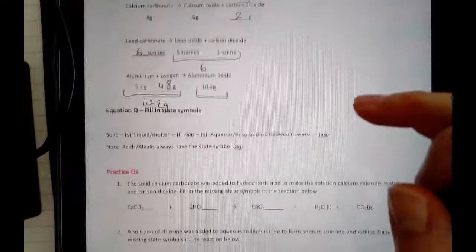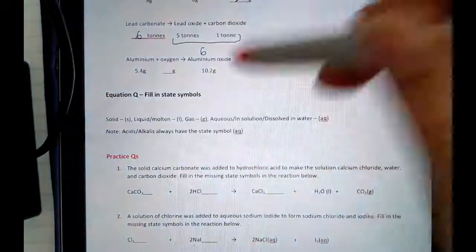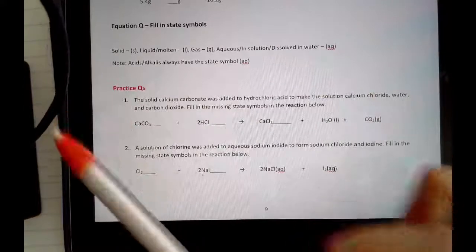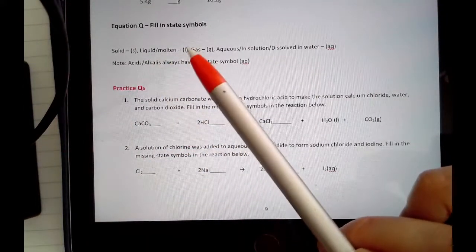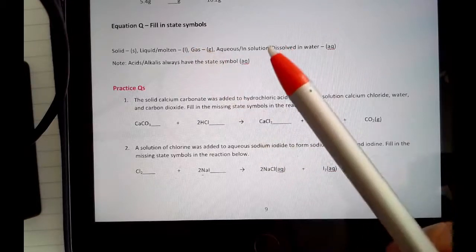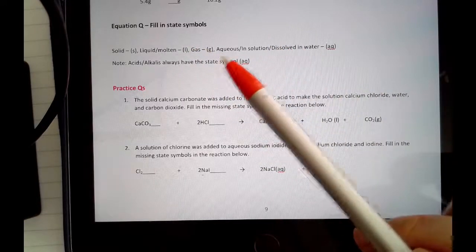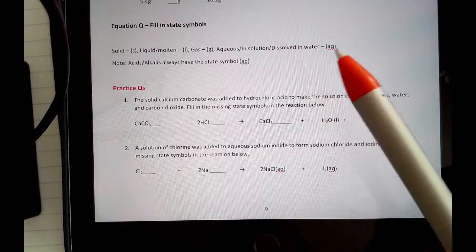The last thing we're asked to do is practice using state symbols. So I've told you what the different state symbols are and when they should be used. Solid is S. Liquid, or they can use the word molten, they both mean the same thing, you'd use the state symbol L. Gas is G.